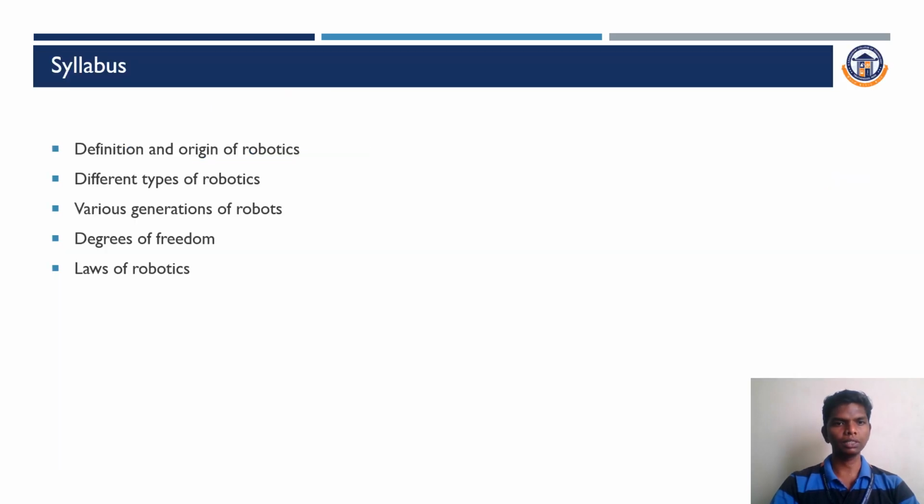The syllabus of the first unit is definition and origin of robot, different types of robot, various generations of robot, degrees of freedom, and laws of robotics.